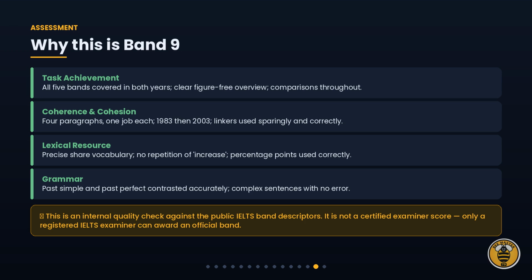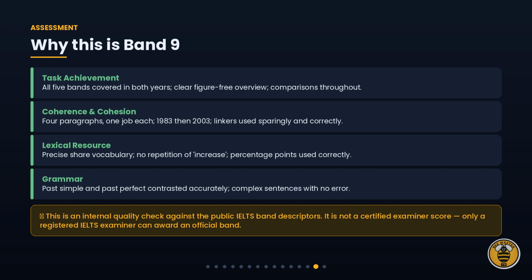Why this reaches Band 9. Task achievement. All 5 bands covered in both years, a clear figure-free overview and comparison throughout. Coherence and cohesion. 4 paragraphs with 1 job each in chronological order, with linkers used sparingly. Lexical resource. Precise share vocabulary and no repetition of the word increase. Grammar. Past simple and past perfect contrasted accurately across complex sentences.